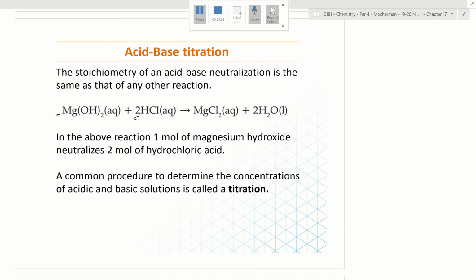A common procedure to figure out the concentration of an acid or a base is called a titration. If I were to say, well, vinegar is very acidic, it has acetic acid in it, and you were to ask, well, how acidic is it? Well, I would have to take a sample of that vinegar and carry out a titration to figure out how much acid is in there.